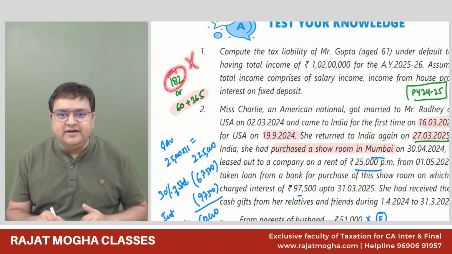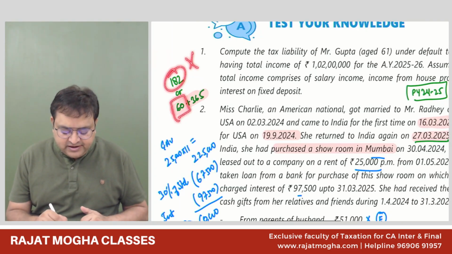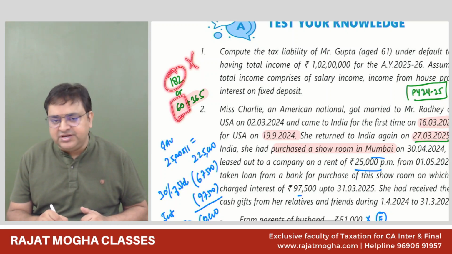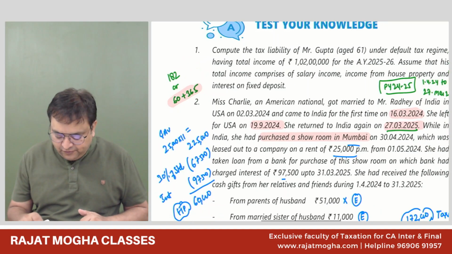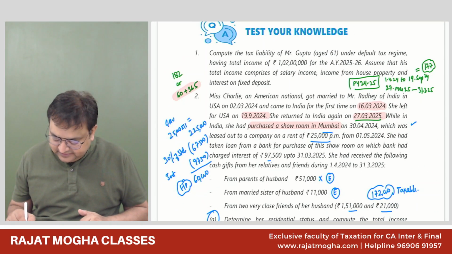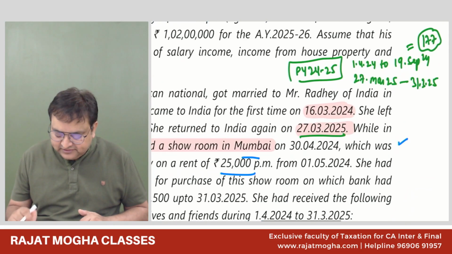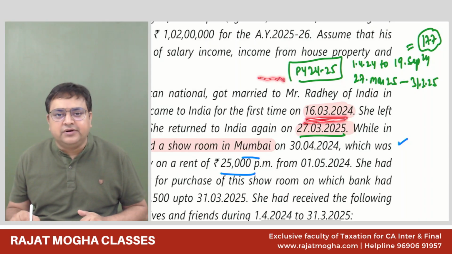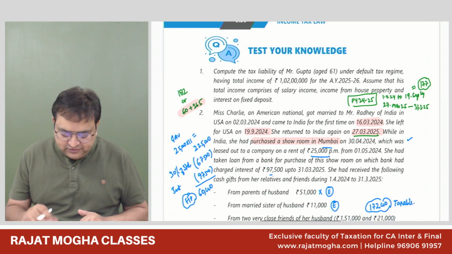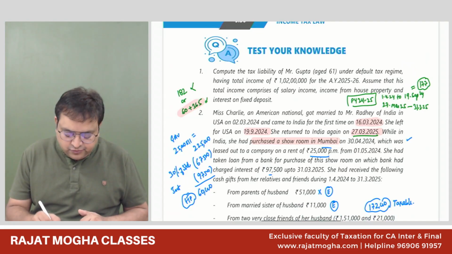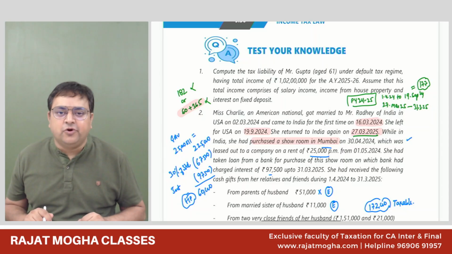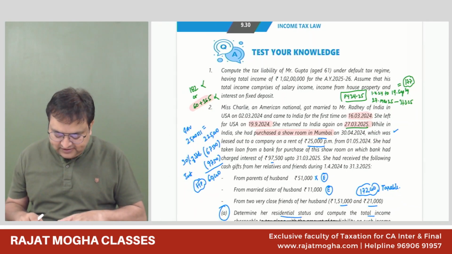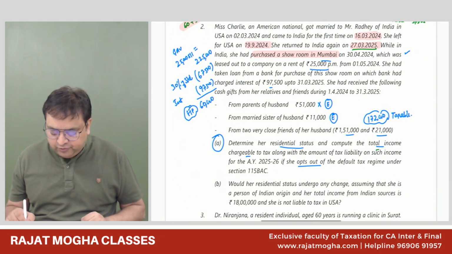We can check the second condition also for her. At least you should be here in India for 60 days in the previous year, which she is. But in the last 4 years, it should be 365 days. So was she in India for 365 days in the last 4 years? The answer is no, because the first time she came just a few days back. So this condition is also not satisfied. So we need to determine the residential status. We can say that this person is a non-resident. Correct. So the first answer would be non-resident, and compute the total income.